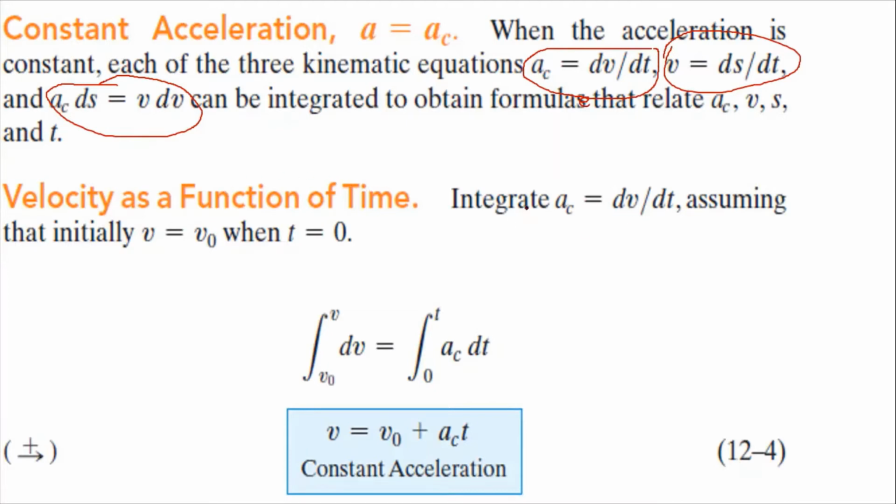So what we have to do is integrate a equals dv over dt, assuming that initial velocity v equals v naught at t equals 0. When t is equal to 0, the initial velocity is equal to v naught. So the final velocity will be v and the final time will be t. So we write down a equals dv over dt.